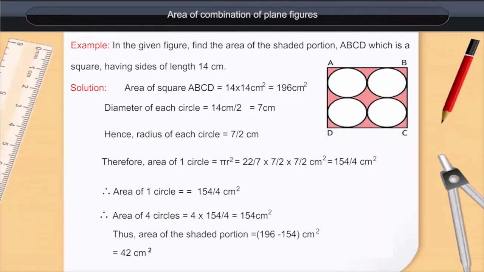Therefore, area of 4 circles is equal to 4 into 154 upon 4 is equal to 154 centimeter square. Thus, area of the shaded portion is equal to 196 minus 154 centimeter square is equal to 42 centimeter square.